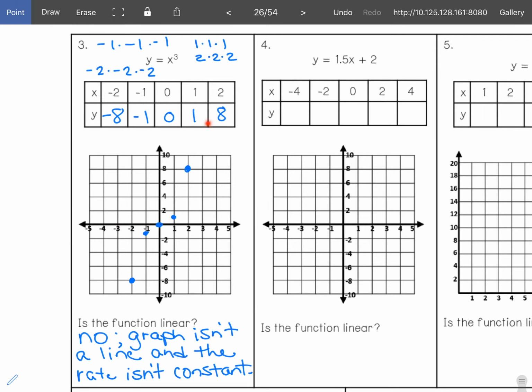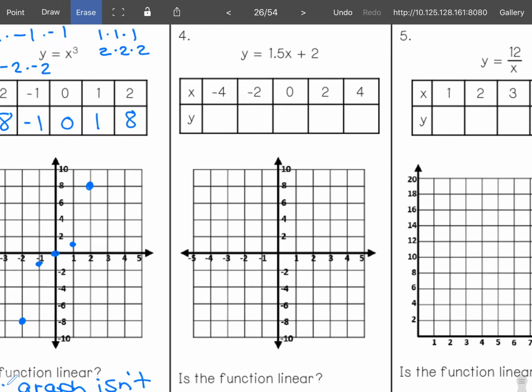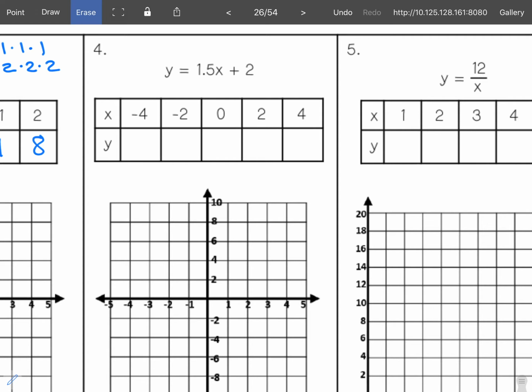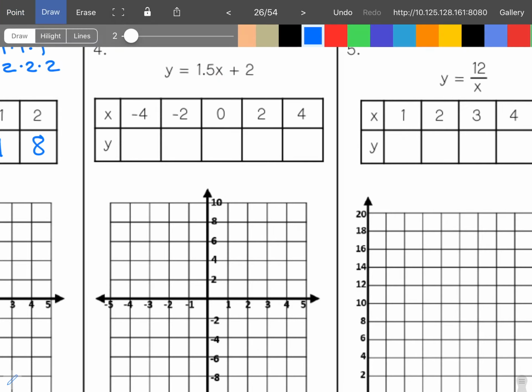You can also, yeah, I would look at what you're counting by. Let's look at number 4. You can use a calculator. So if we start with -4 and plug that in, you're going to do 1.5 times -4 in your calculator, and then add 2, and you get -4. Now, if you want to pause this and try to fill out the rest of this table, that would be awesome to see how you're doing.